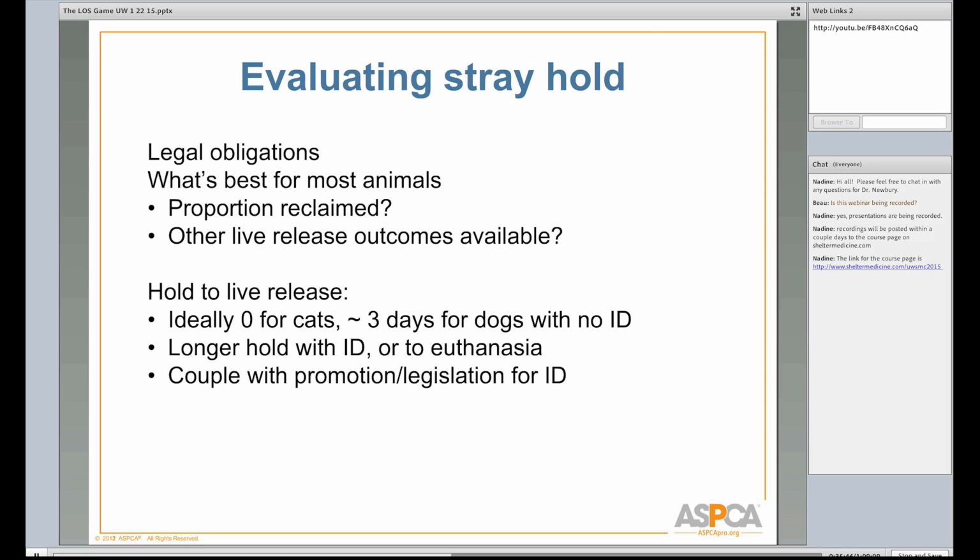So some cities have gone to a whole different way of thinking about it, where they say for live release, the stray hold is very short, but for euthanasia, the stray hold would be a bit longer. If the animal has no evidence of ownership or no identification on it, then the stray hold is very short. If it has identification, then we make the stray hold a little bit longer. And this way of evaluating these kinds of things can make for healthier shelters and for healthier animals and increase live release dramatically.